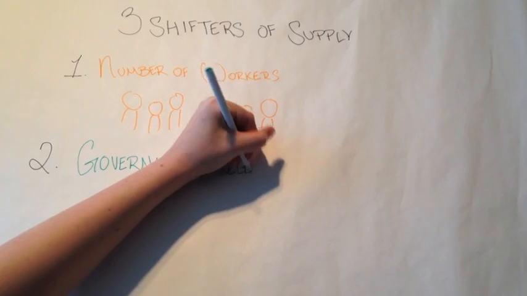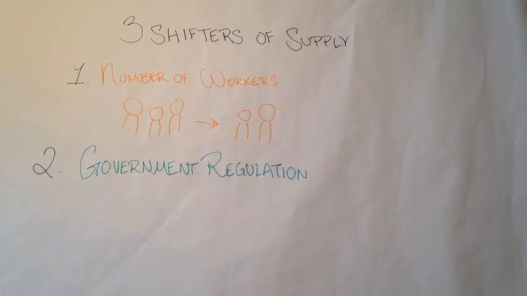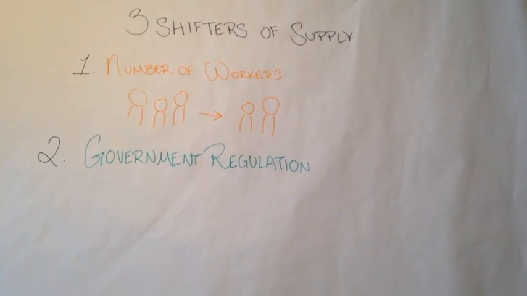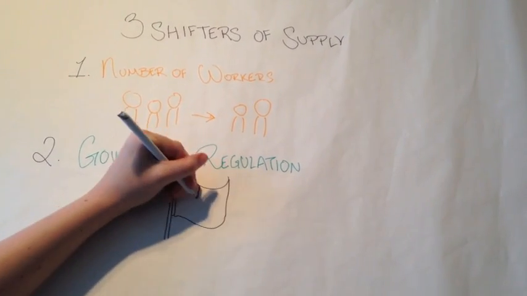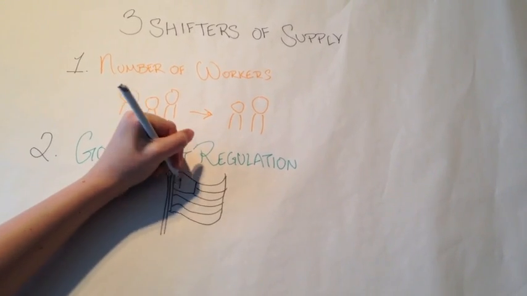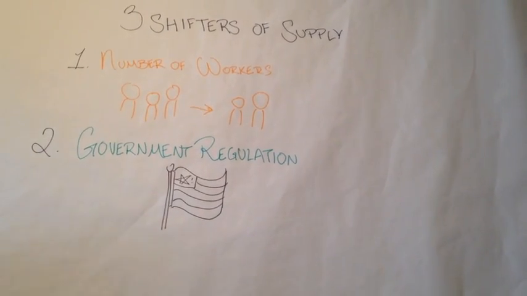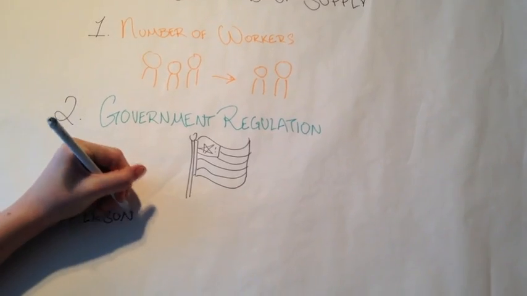The second one is government regulation. The most common example of this is licensing. It takes a lot of schooling and professional training that's required by the government in order to be a doctor. And so because of this, the supply is much lower than being in a profession where you're not required to have a license.